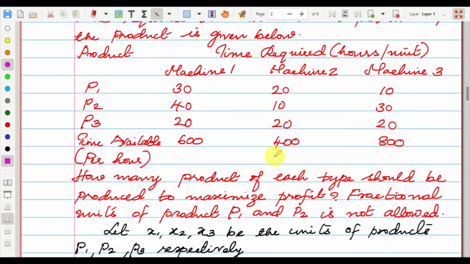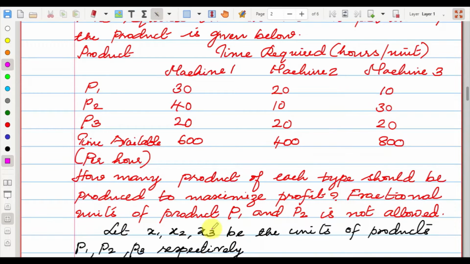So we are having product P1, P2, P3 and we are having 3 machines, machine 1, machine 2 and machine 3. The time required on machine 1 is 30 for product 1, 40 for product 2, 20 for product 3. Here it is 20, 10 and 10. For machine 3 we are having 10, 30 and 20. The time available for machine 1 is 600 and machine 2 is 400 and machine 3 is 800. How many products of each type should be produced to maximize the profit?